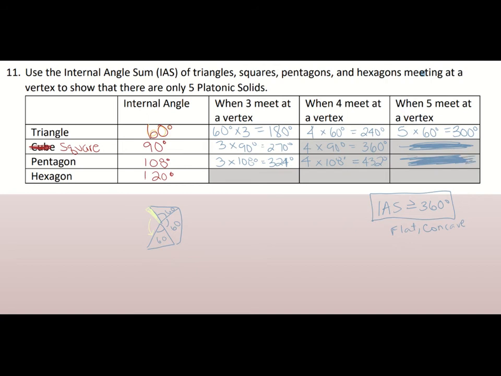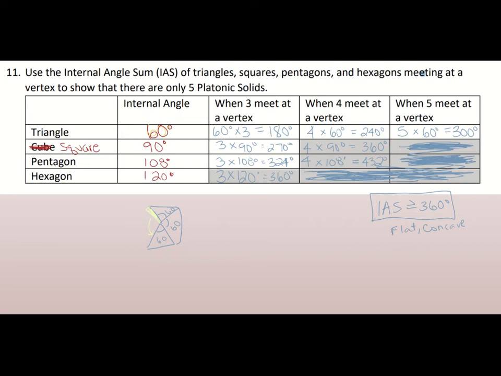I'm not going to count you off if you keep calculating in your table. Nothing wrong with that, but for efficiency's sake, I'm not going to do it. When three hexagons come together, I'm doing 3 times 120 equals 360. Whoa, we already reached a problem. My figure's just gone flat. I cannot have a three-dimensional solid with 360 degrees already there, because it just lies flat on a sheet of paper. It becomes two-dimensional.